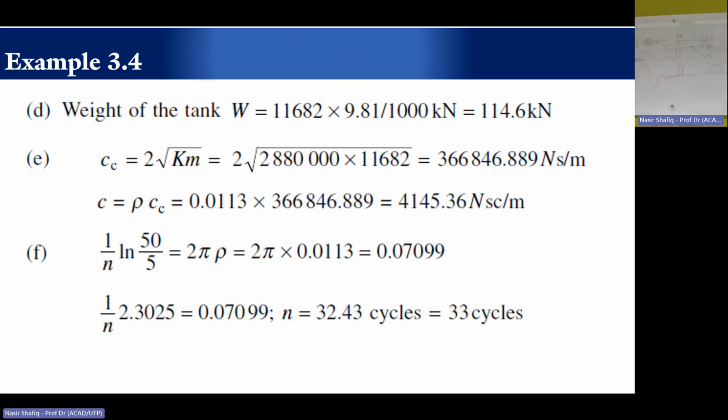Which is again 2 pi rho, the same logarithmic decrement. The damping ratio is already known, so the number of cycles we can calculate is 33. We cannot say 32.43, so 33 cycles. So you have all the formulas which we derived, and with that we can calculate.